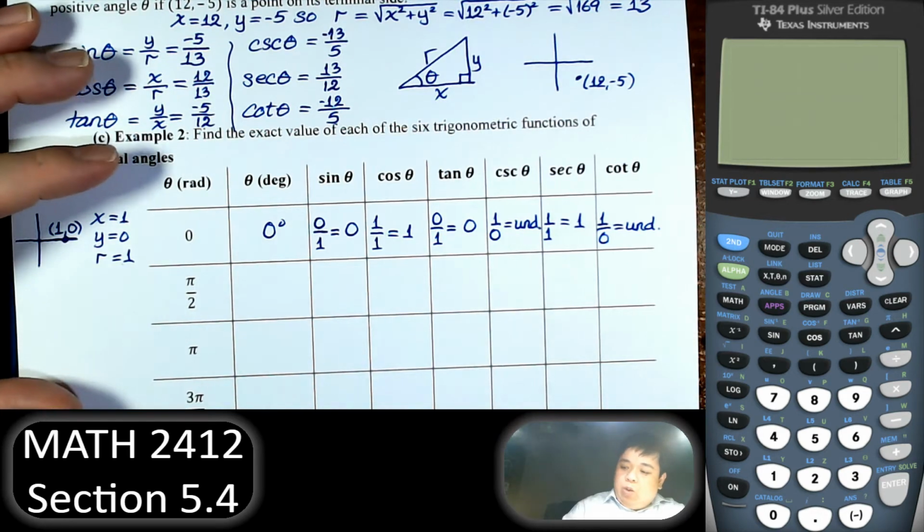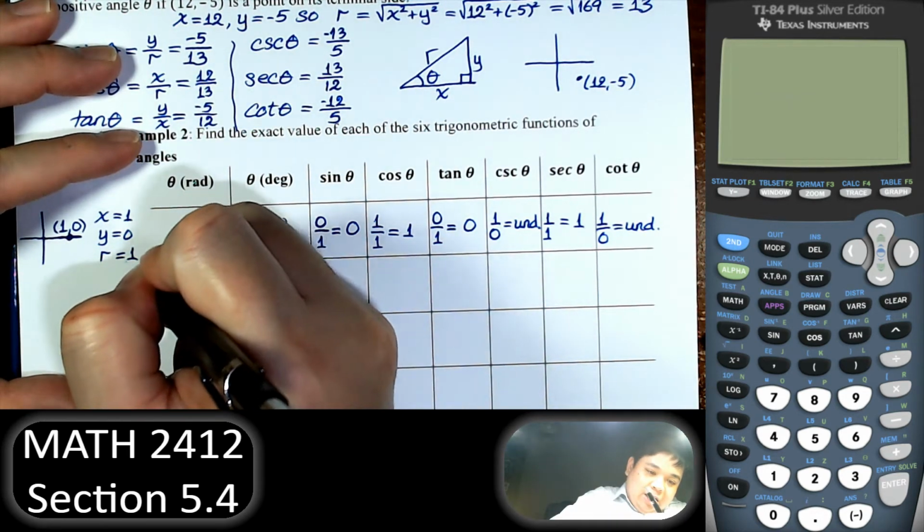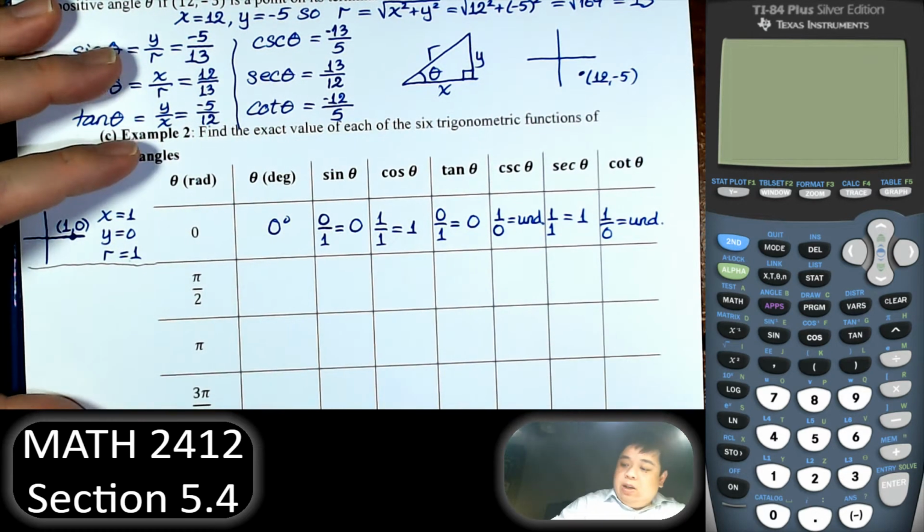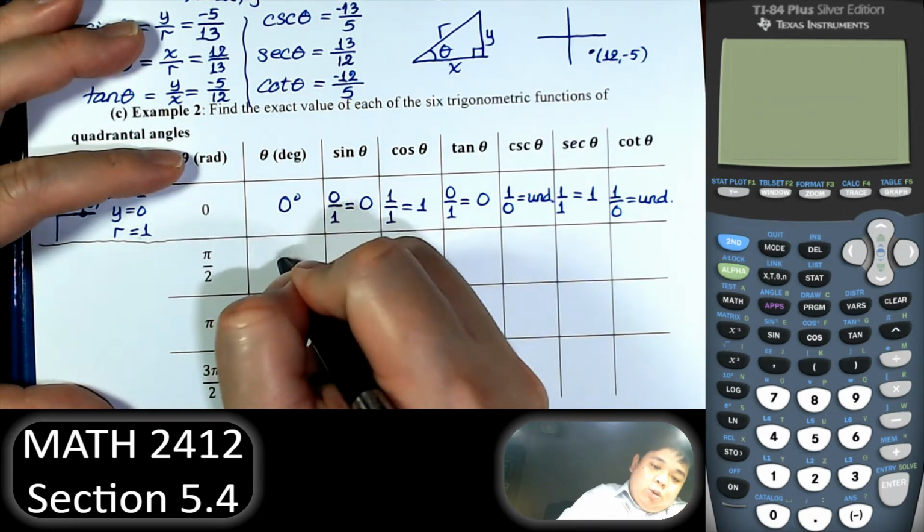So that's what we have for the first case, 0 degrees. Now, for pi over 2 or 90 degrees.